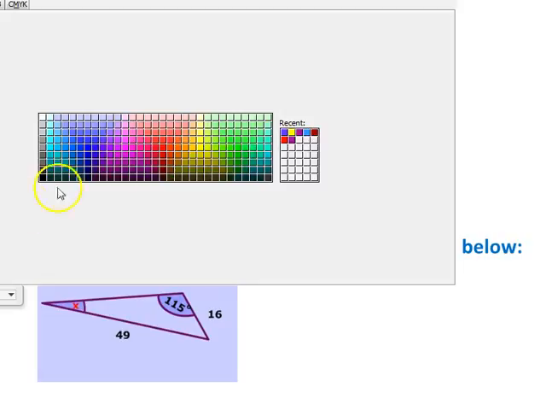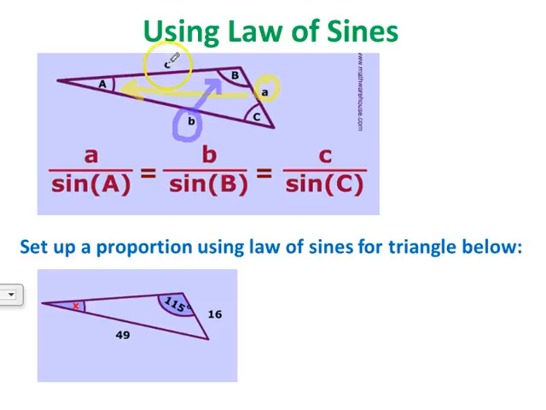So you only need to use two of these. You only need to set up a proportion. So you can use any of these two. We're just setting up a proportion, so we can use the side A and B, or B and C, or C and A. We only need to use two of these ratios to set up a proportion.